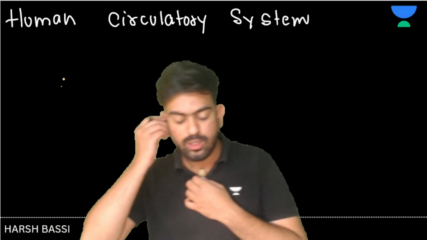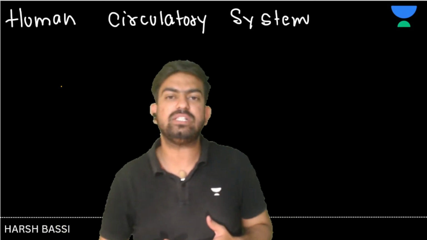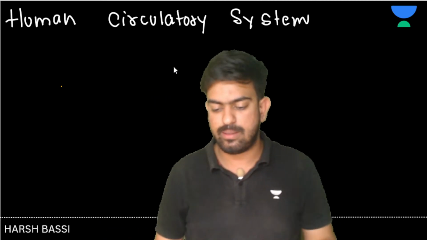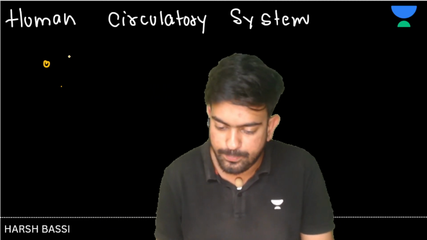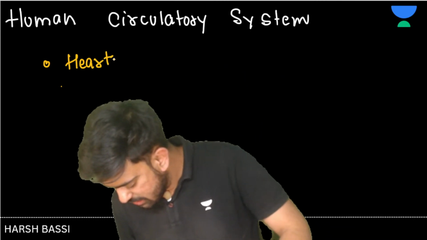So now the human circulatory system. If I talk about the human circulatory system, so what is it made up of? It is made up of the heart. Yes, obviously. And then what?